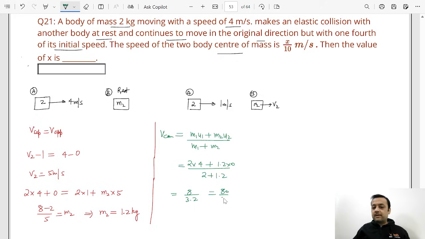So this means 80 by 32. So 8 into 4, 8 into 10. So 10 by 4 means 2.5 meter per second. All right. So basically x will become 25.